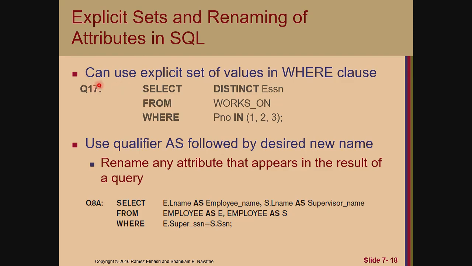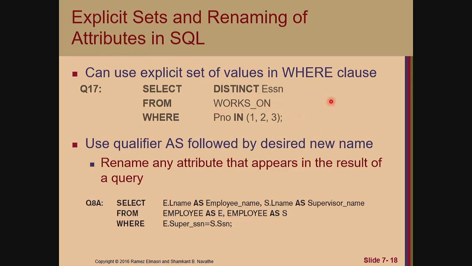This one, we want to select ESSN. SSN is social security number, like a national ID. From WORKS_ON, where PNO, project number, is in this set. So the meaning of this is we are concerned about 3 projects: project number 1, project number 2, and project number 3. And we want to know the ESSN of all people in these 3 projects.